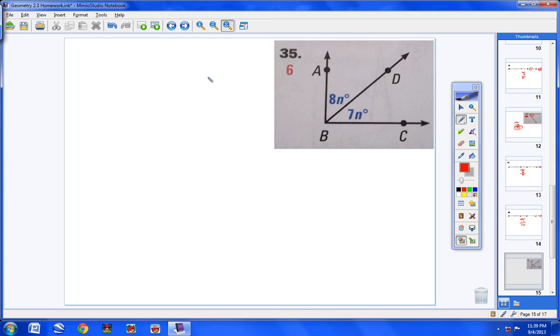Now let's look at 35, 36, and 37. Now, the directions for these three problems say angles ABD and DBC are complementary. Find the value of the variable. So this angle right here and this angle right here are complementary. That means if we add them together, watch, 8n plus 7n. If you add them together, you'll get what? 90, because they're complementary. Anytime two angles are complementary, if you add them together, you get 90. So 8n plus 7n is 15n. That equals 90. Now divide both sides by 15, and you will see that n equals 6.